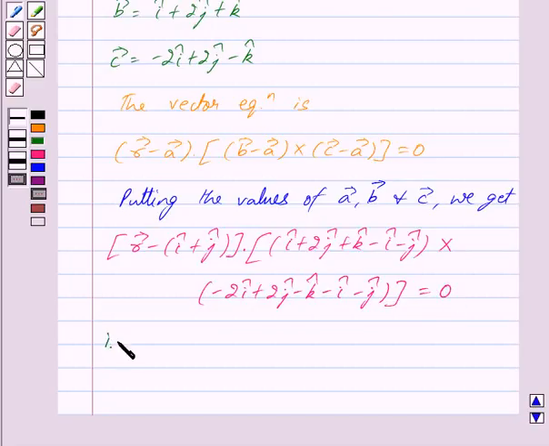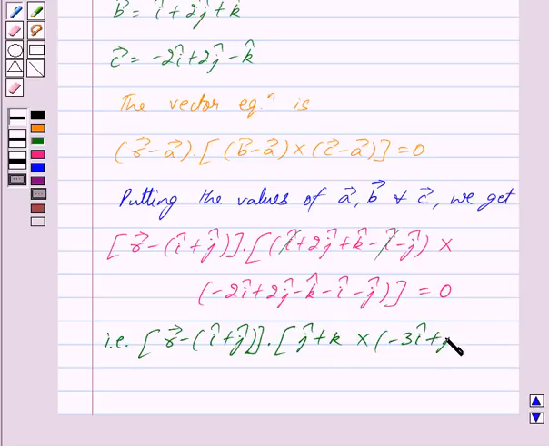That is we get (vector r minus i cap plus j cap) dot product with the cross product of, now here i cap and i cap will cancel out, 2 j cap minus j cap gives j cap plus k cap, and here again minus 2 i cap gives minus 3 i cap, 2 j cap minus j cap gives plus j cap minus k cap is equal to 0.